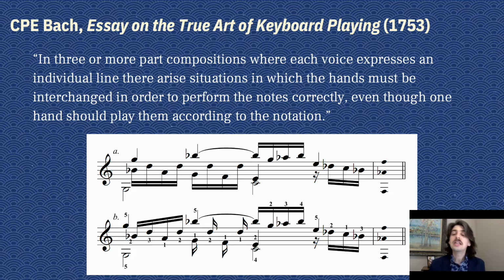Bach writes that in three or more part compositions where each voice expresses an individual line, there arise situations in which the hands must be interchanged in order to perform the notes correctly, even though one hand should play them according to the notation. Bach provides one example to illustrate this principle, though he notates it on only one staff, which is more than a little confusing.